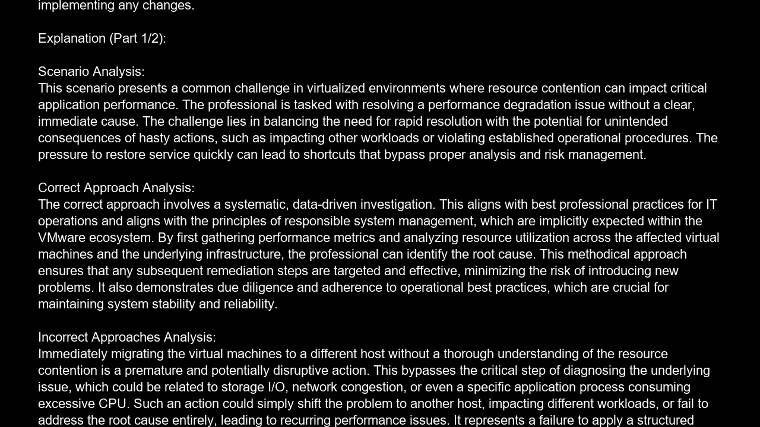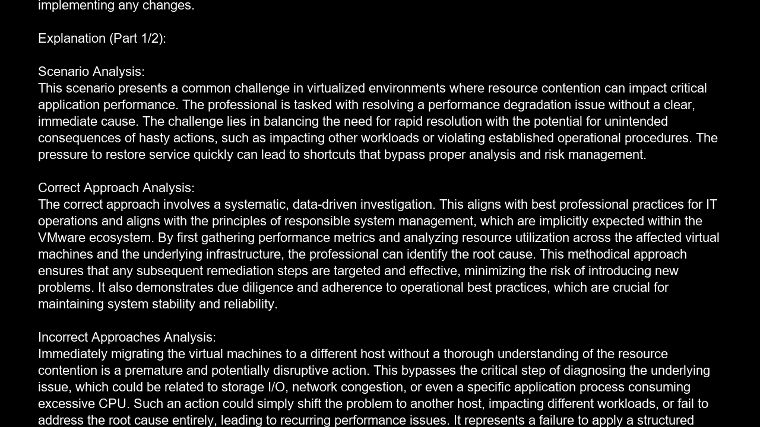Incorrect approaches analysis. Immediately migrating the virtual machines to a different host without a thorough understanding of the resource contention is a premature and potentially disruptive action. This bypasses the critical step of diagnosing the underlying issue, which could be related to storage I/O, network congestion, or even a specific application process consuming excessive CPU. Such an action could simply shift the problem to another host, impacting different workloads, or fail to address the root cause entirely, leading to recurring performance issues. It represents a failure to apply a structured troubleshooting methodology.